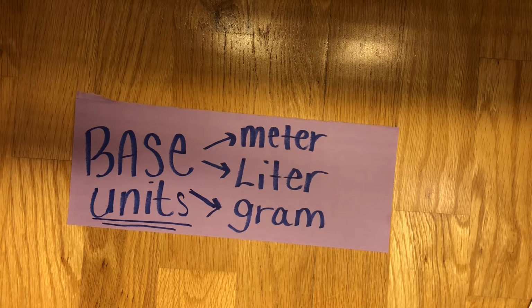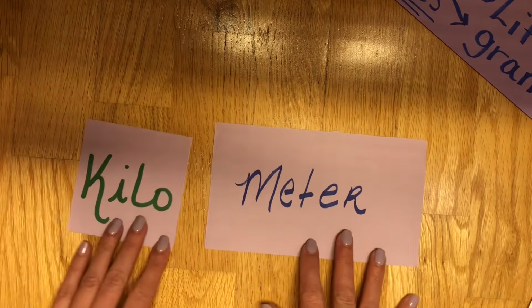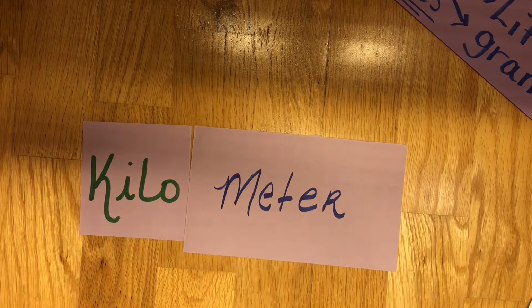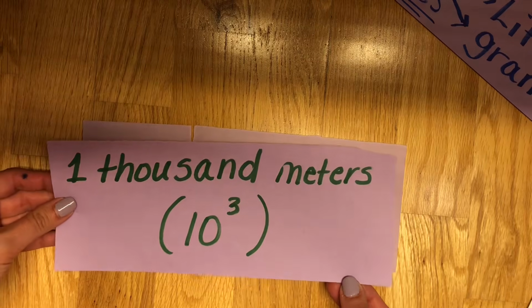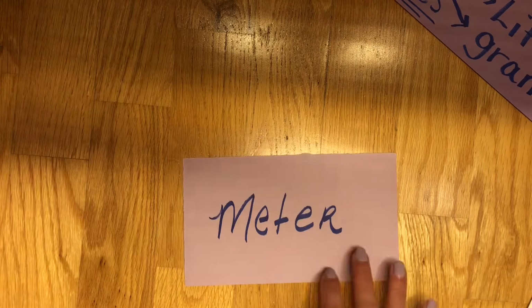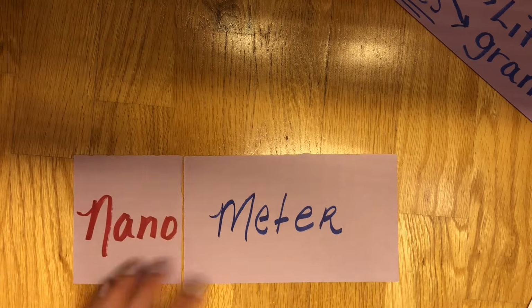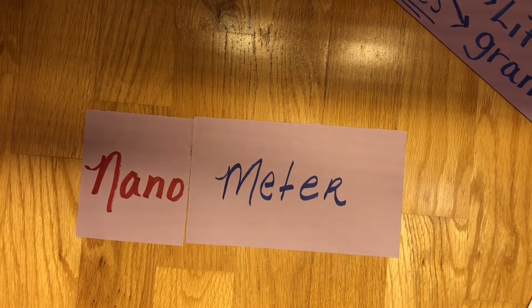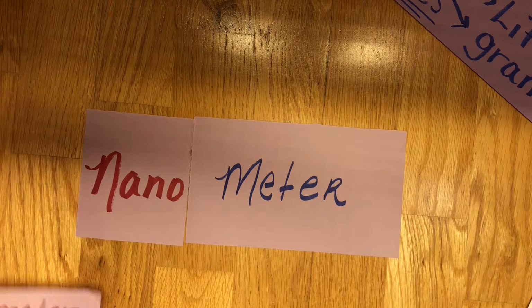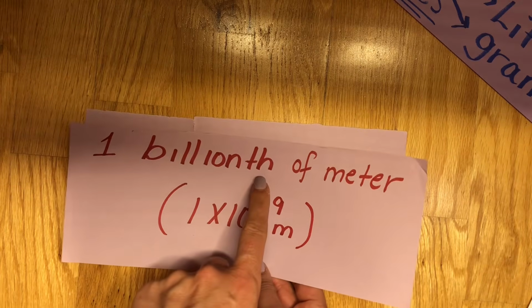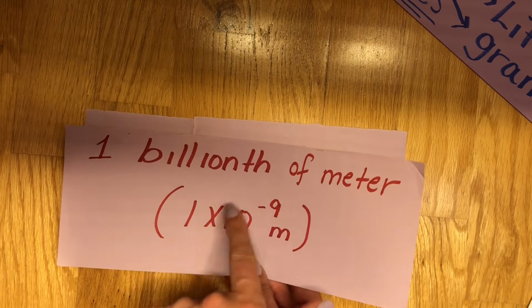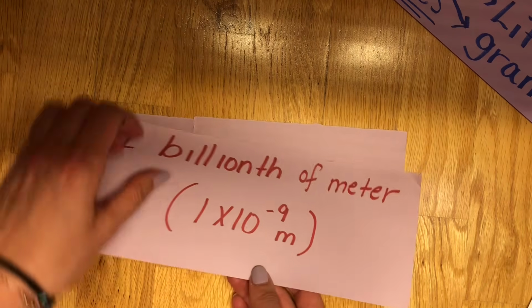For example, if I'm going to look at the base unit of a meter, I can have a kilometer or a centimeter. The kilometer, for example, is 1,000 meters, 10 to the third. Something maybe not as familiar is a nanometer, which is a very small unit. We'll use it later this year to talk about measuring wavelengths in nanometers. That's one billionth of a meter. You've got the TH there, meaning it's a billionth, a lot smaller. So 1 times 10 to the negative 9 meters.